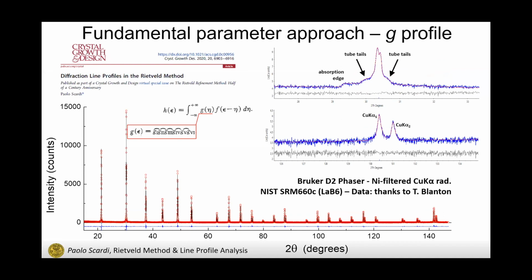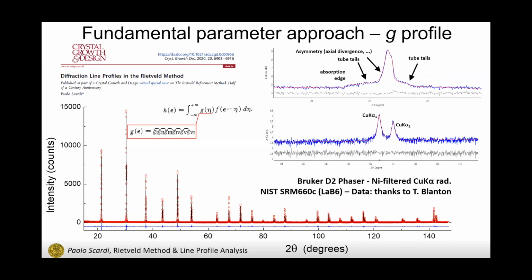All the necessary contributions are implemented in the macros for Topas, including fine features like the tube tails of the anode of the X-ray generating tube, the absorption edge effect because of the filter and the lack of monochromator, and asymmetry that mainly is due to axial divergence in this case, as well as a description of the emission profile, which can be made not just with the K-alpha 1 and 2 components, but in this case with 5 components. It is all extremely simple and effective with this FPA approach, fundamental parameter approach.